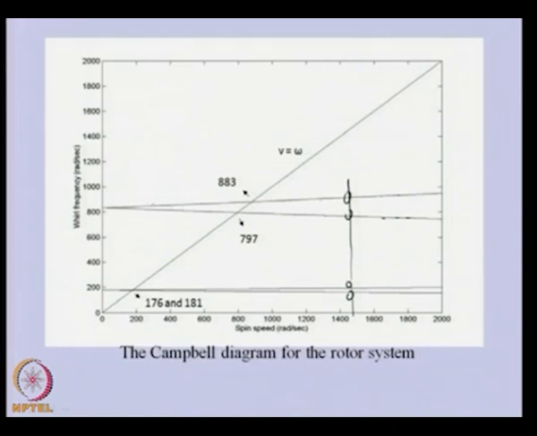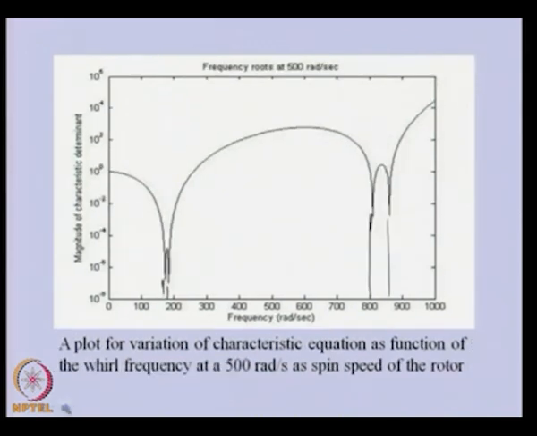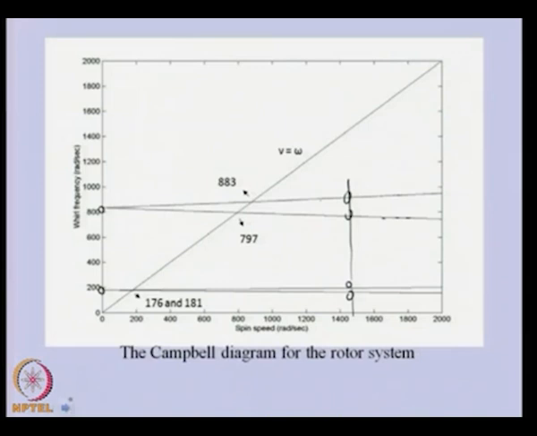At 0 speed we have seen that they meet at the same point, so there is no splitting at 0 speed. You can check what the values were at 0 speed. The first root was below 200, and the second root was above 800, approximately, and as we increase the speed, the splitting is more and more.